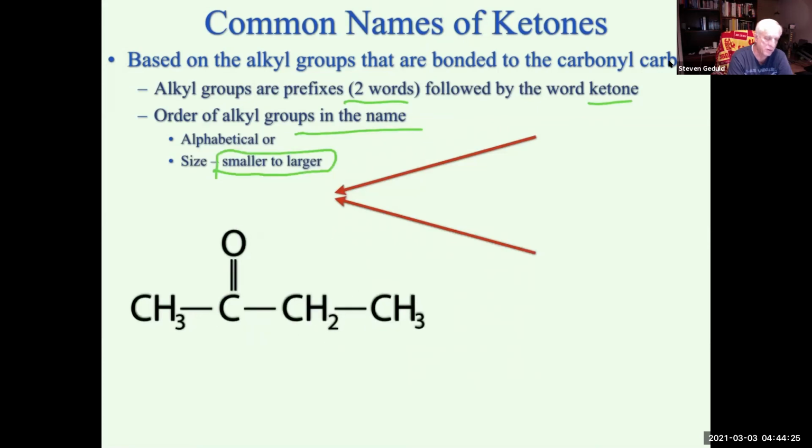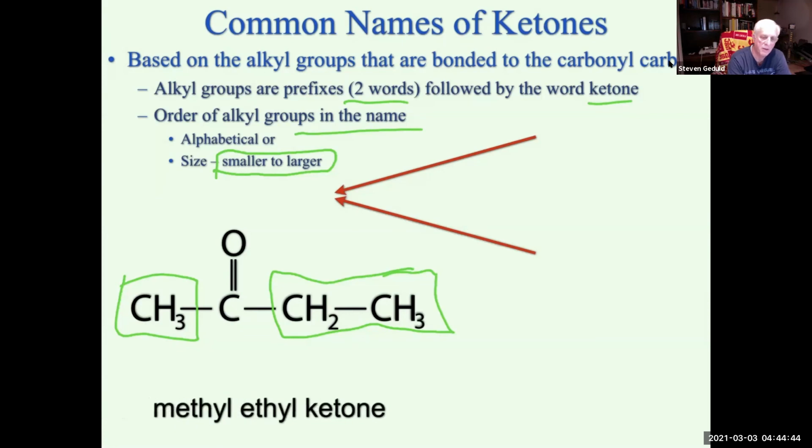Okay, so our common name, which we've already been doing, would be a methyl group and an ethyl group. So we'd have methyl ethyl ketone, or butanone, which is the IUPAC name. So methyl ethyl ketone. That's smaller to larger. Put the 2 groups and then the ketone.